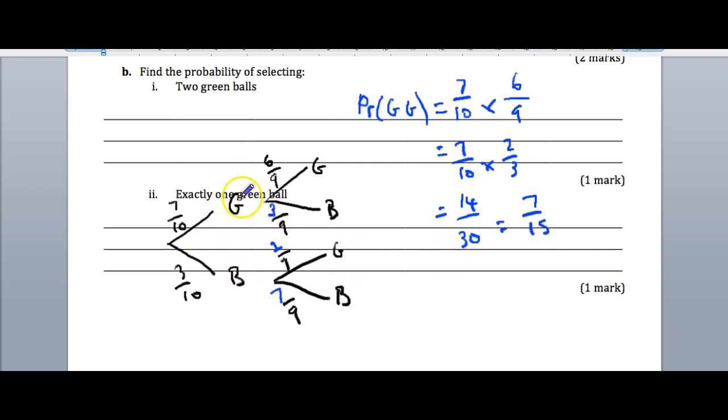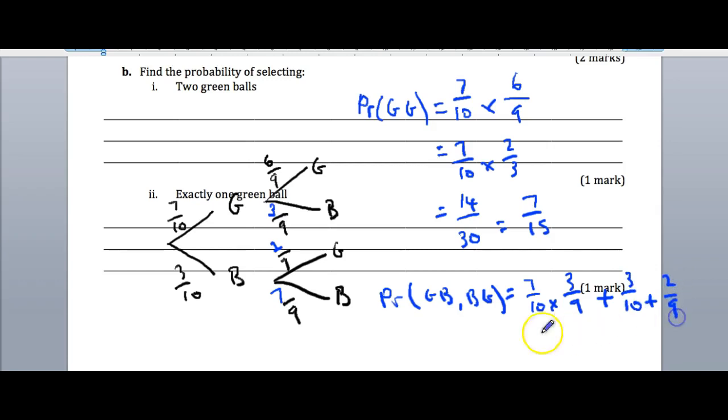Then the next one, exactly 1 green ball. So you can have the probability of a green, black, and you can have black then green. So basically there's 2 possibilities, so we have to add them. So green then black is 7 over 10 times 3 over 9. So that's the probability of green then black, and then we add the other possibility, which is black then green. So 3 over 10 plus 2 over 9. Okay, again, you can simplify this if you want to. So 7 over 10, and I'm going to run out of room. 3 over 9 is 1/3.